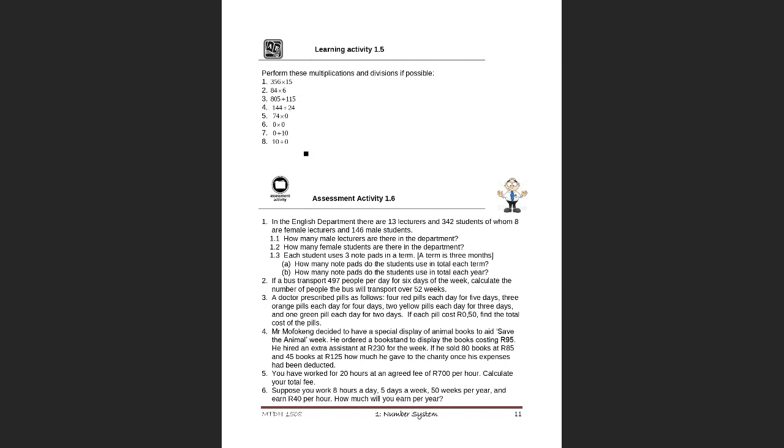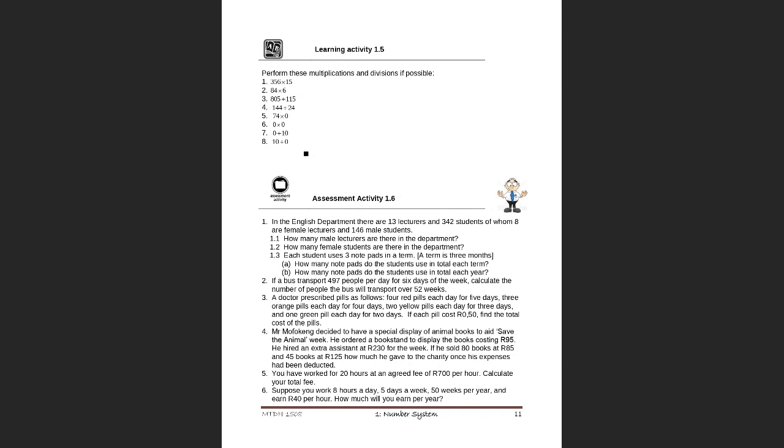Calculate the total fee. You have worked 20 hours in total at an agreed fee of 700 rand per hour. The total fee is going to be how much? 14,000. Yeah, 20 times 700. Yes, it's going to be 14,000.